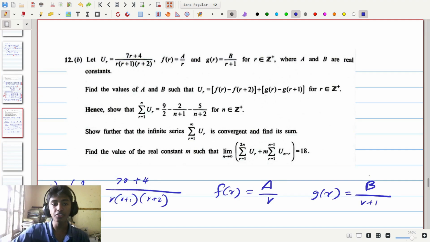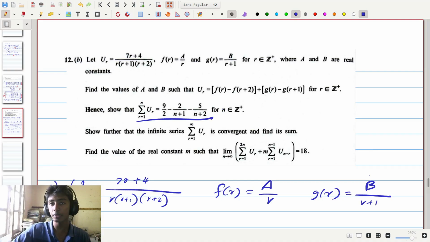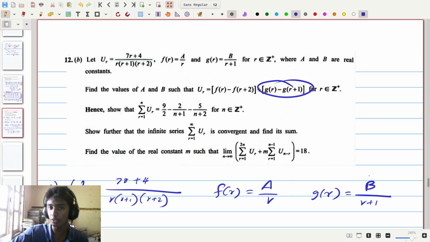The next part says, hence show that the sum from R equals 1 up to n of u of R is equal to all of this stuff here. Now, in order to find this, what we're going to be using is this expression for u of R that we have up here. Now you'll notice, if we consider summing from R equals 1 up to n, this expression here, this first part becomes a telescoping sum, and this second part also becomes a telescoping sum.